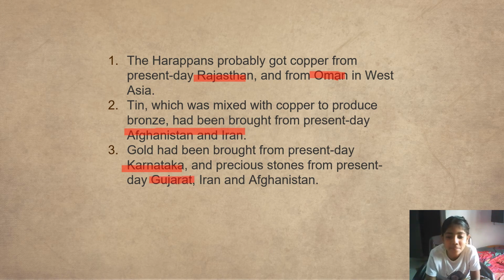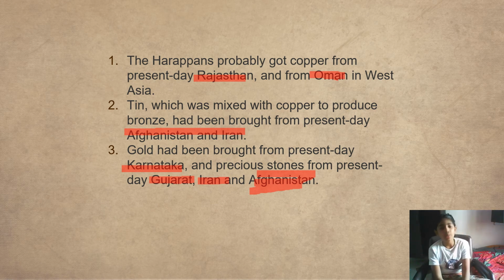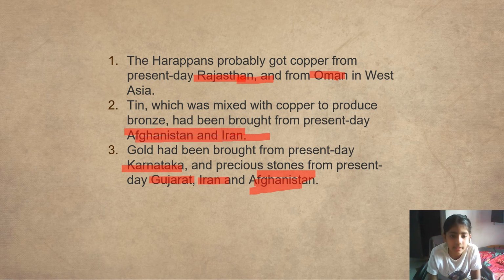So just remember, Rajasthan and Oman are for copper. Bronze is from Afghanistan and Iran. Tin was mixed with copper, and when both are mixed we get another substance called bronze. Is it a chemical change? Yes, it's not a physical change. I think you have studied it in the chapter on changes around us. Gold from Karnataka, precious stones from Gujarat, Iran and Afghanistan. Mostly we have Iran and Afghanistan.